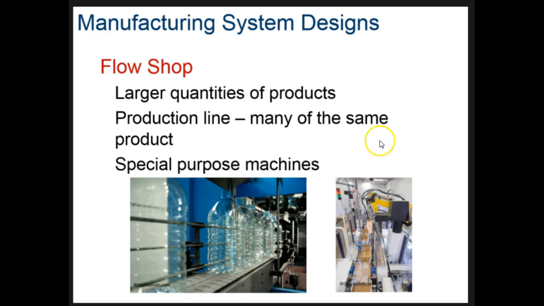A flow shop has larger quantities of products. Now we're making 10,000 water bottles. We're making 100,000 of some kind of item. These are production lines, and on these lines there's one machine that was specifically made to put the caps on the bottles. There was another machine made specifically that puts these little creases in the bottles so that it's easier to grip. These are special purpose machines that were made just for the purpose of being put in this factory to make this kind of product.